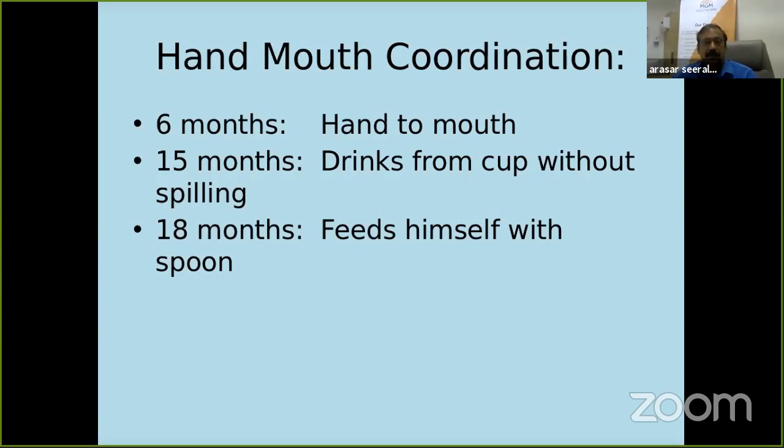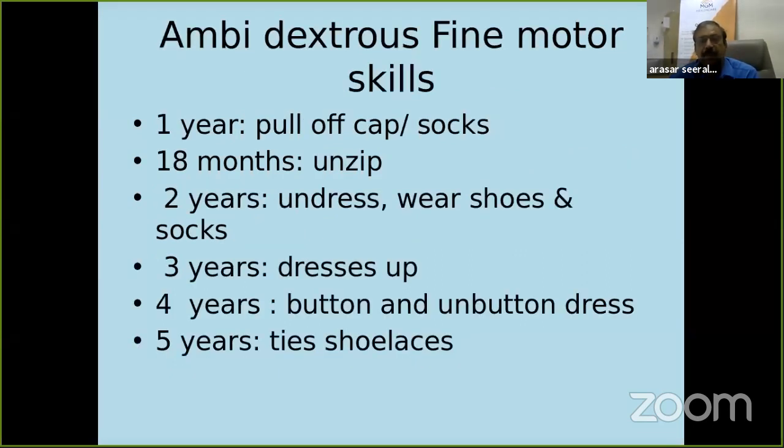So this is one of the important developments that you will be seeing in your clinic without needing to test it. You need to ask about some of these milestones when they come for their regular routine vaccination or their developmental screening. By 15 months, the child will be able to drink from a cup. By 18 months, it must be able to feed with a spoon by himself.